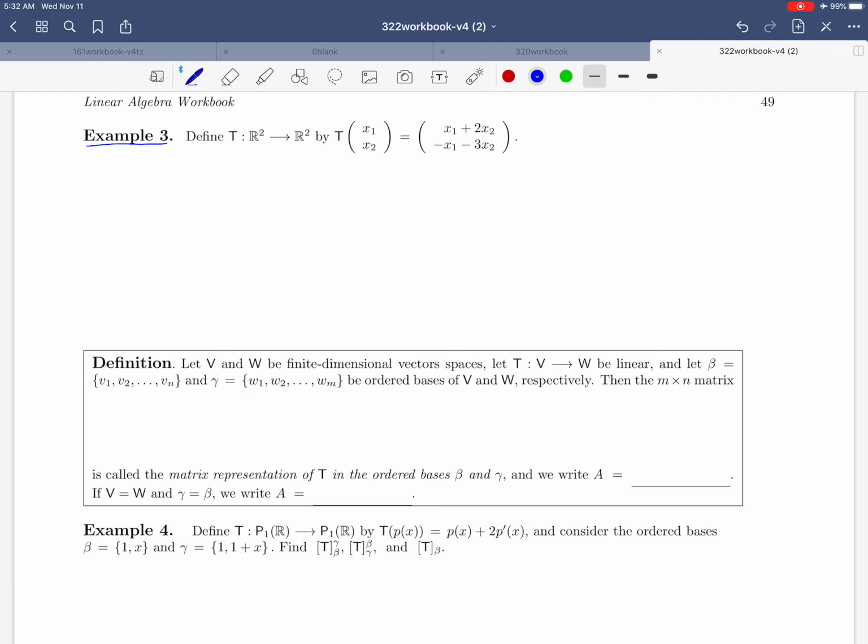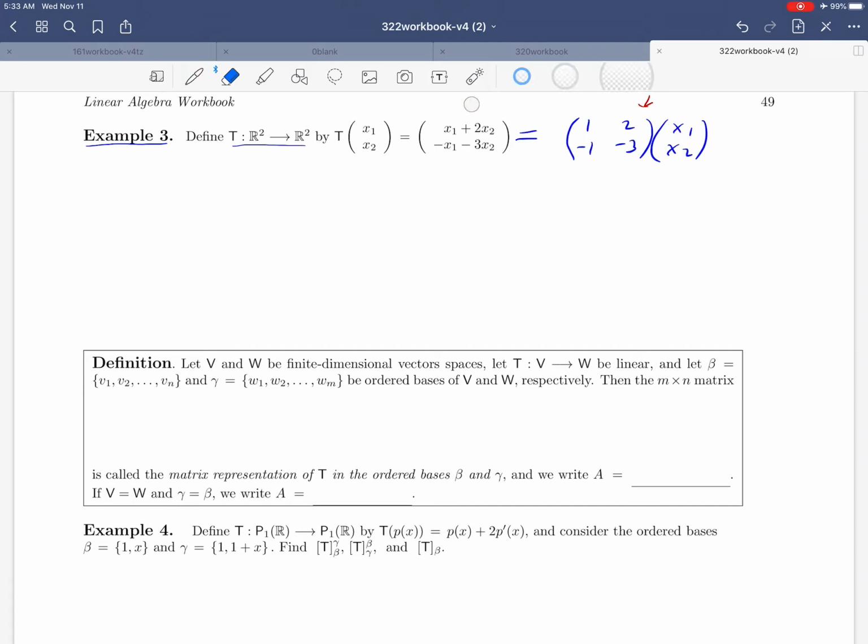Well, they're starting us off with a linear transformation T from R2 to R2, and they give us a formula for it. And we can make kind of an interesting observation about this linear transformation. This right-hand side can be rewritten using matrix multiplication: the matrix 1, 2, negative 1, negative 3 times the vector x1, x2. You can check this by doing the matrix multiplication over here to the right and confirming that it gets you back to the formula that they gave us.